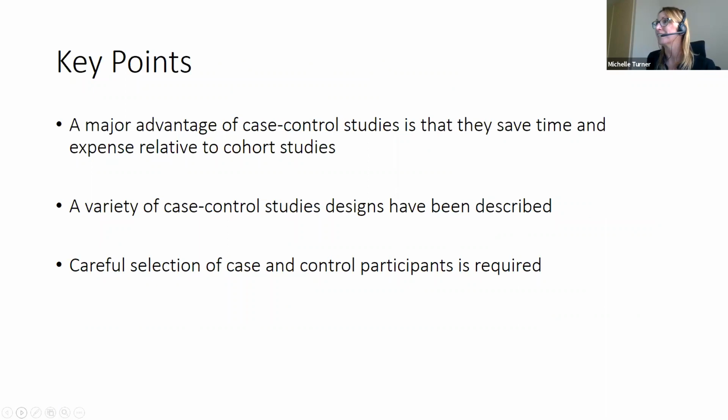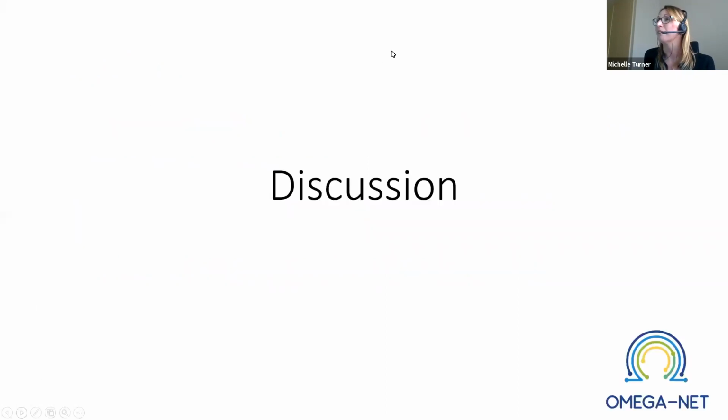So key points of case control studies: a major advantage is that they save time and expense relative to cohort studies in many cases, and you can collect very detailed information on occupational exposure. Here we've gone through different types of case control study designs, but there are other designs as well. We've also gone through a description of some of the types of biases that can be present in some of these studies, and also some potential solutions to examine these biases. So that is the end of the slides. I'll stop sharing my screen.